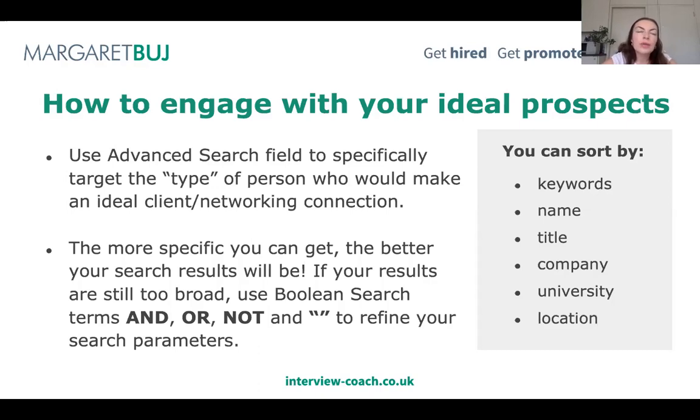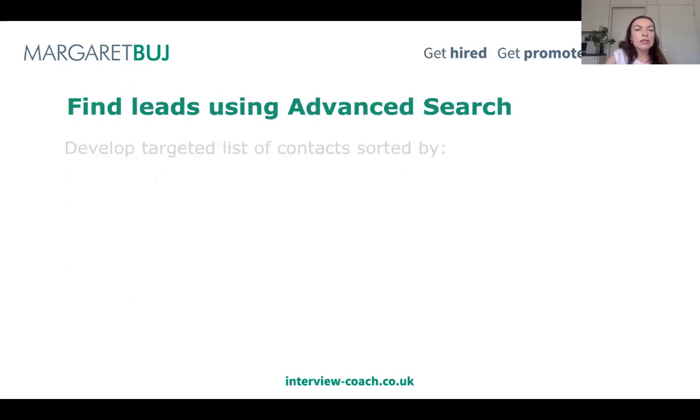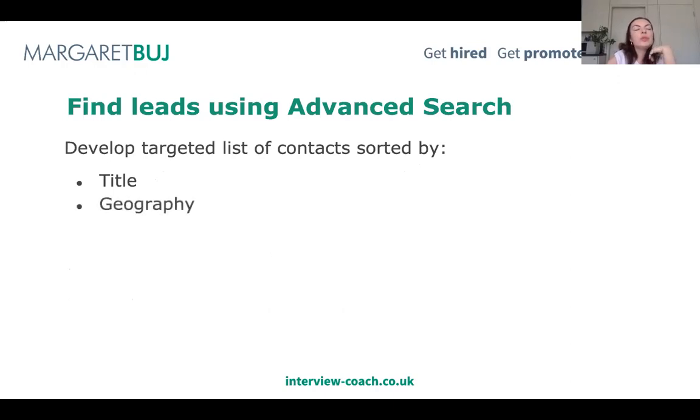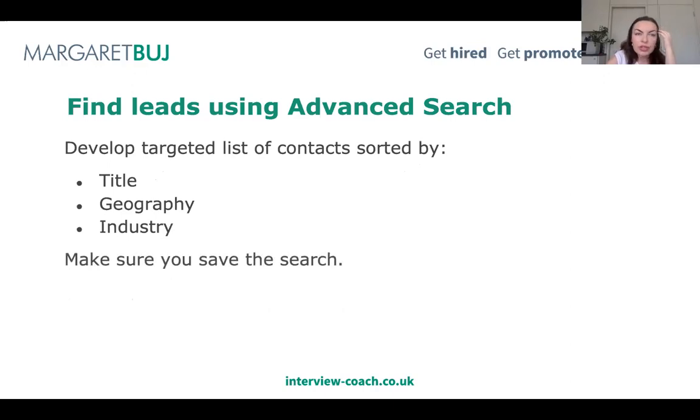Okay, let me give you an example. Let's say you are a marketing manager looking for work right now. Who would you normally be reporting to? It's probably a senior marketing manager, marketing director, or CMO, chief marketing officer. In your search function, which I will share in a moment, you can search for "marketing manager" and "marketing director" and "CMO" in specific companies, because these are the people you can then connect with. So you want to develop that target list of contacts if you're looking for work, sorted by title and geography and industry, and save that search.